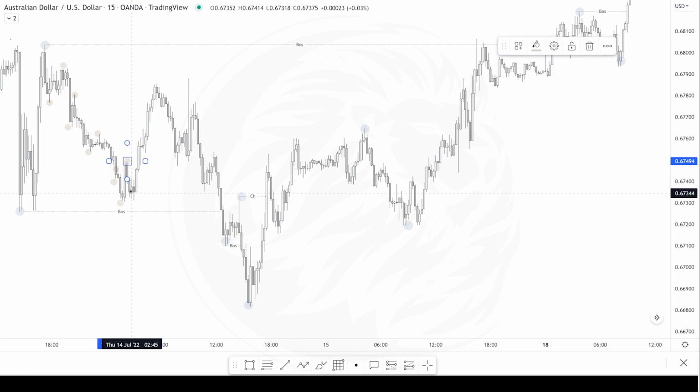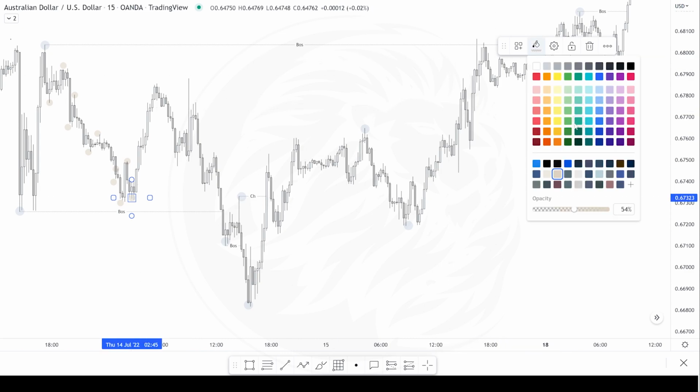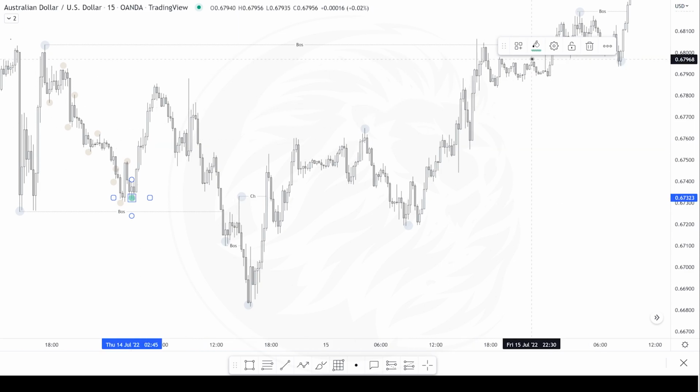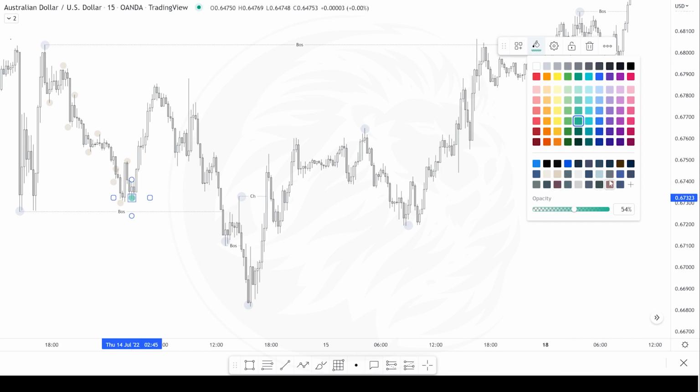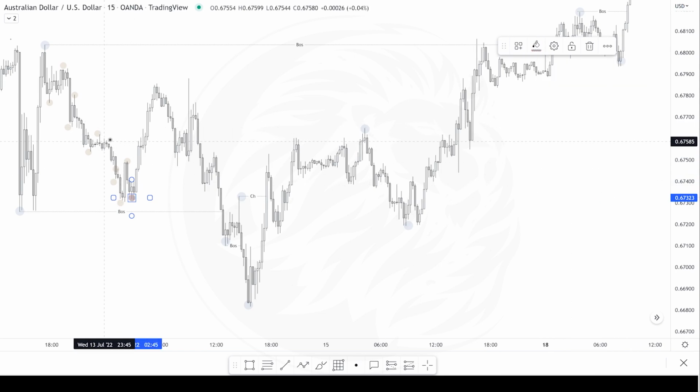Here, as you can see, we have a CHoCH because this wick makes a low and this one makes a high, so this is valid as a CHoCH. So now we are going into the substructure because we are bearish and now the internal structure is bullish. So I will just take another color, green. Oh, nope. Maybe red. Okay.